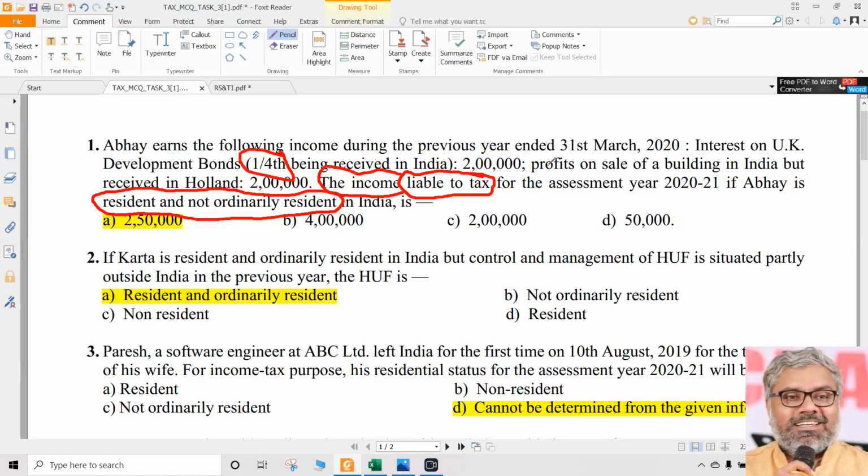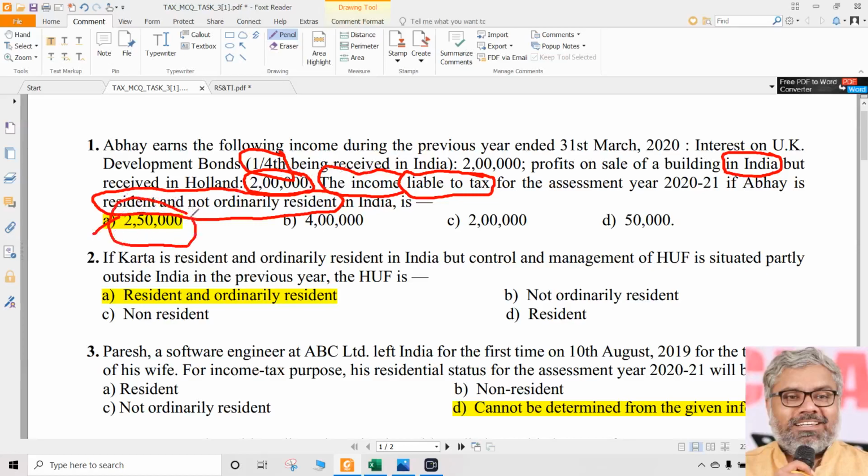Then the second income, that is profit on the sale of building in India. The moment we say profit on the sale of building in India, section 9 will kick in. Section 9 says: profit or gain arising from the transfer of any property or asset or any source of income that is situated in India is deemed to accrue or arise in India. So where is it received? It doesn't matter. Since it has accrued in India, it is fully taxable in India. And how much is that amount? That is 2 lakhs. So 50,000 here, 2 lakhs here. Total answer is 2 lakhs 50,000.